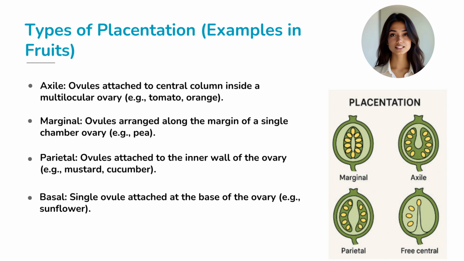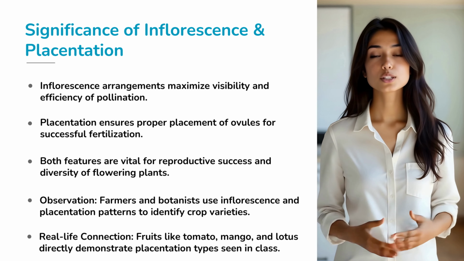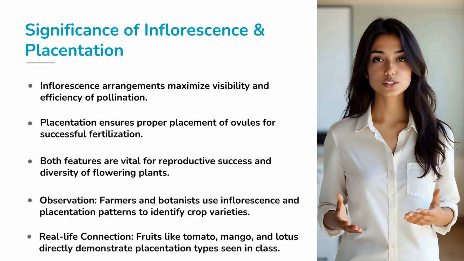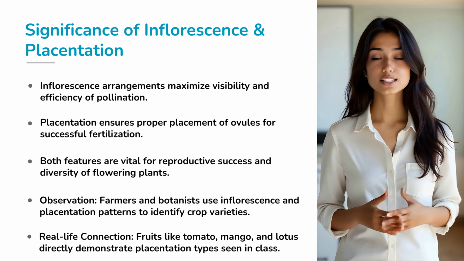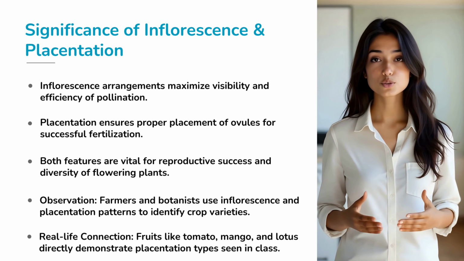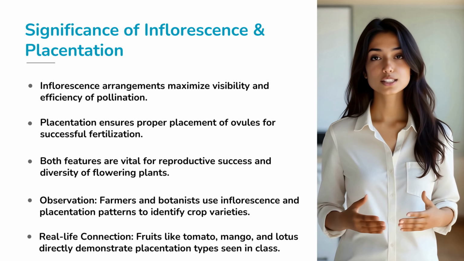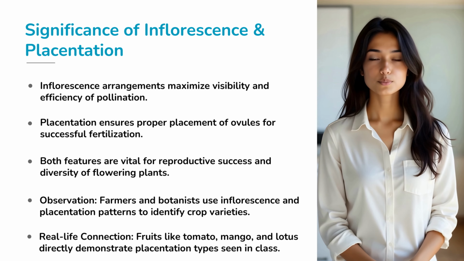Finally, in basal placentation, a single ovule sits right at the base of the ovary, as in sunflower. So the next time you slice open a fruit, notice how the seeds are positioned. It's a live demonstration of placentation. So why are these arrangements so important? Inflorescence ensures that flowers are displayed in ways that maximize pollination, while placentation ensures ovules are correctly placed for fertilization and later seed formation. Together, they guarantee the success of plant reproduction.